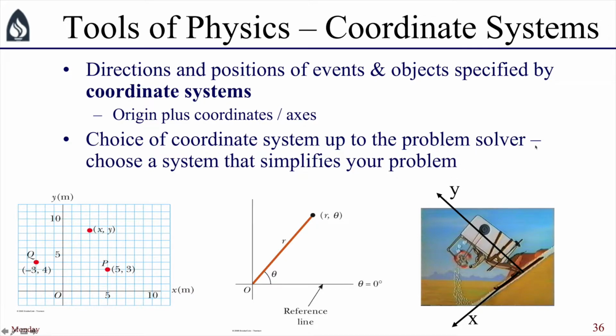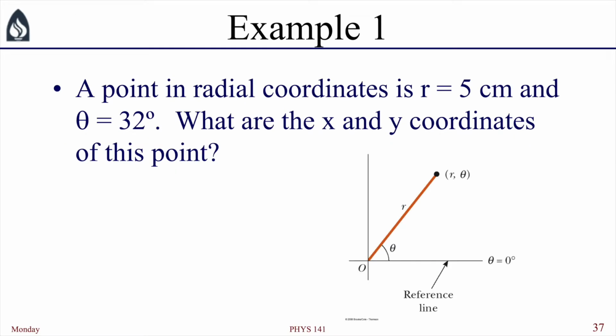So the important thing to keep in mind with a coordinate system is that whenever we have a problem, we'll need to choose a coordinate system. We'll have to choose an origin, and then some axes or a system of coordinates that makes the problem as easy as possible.